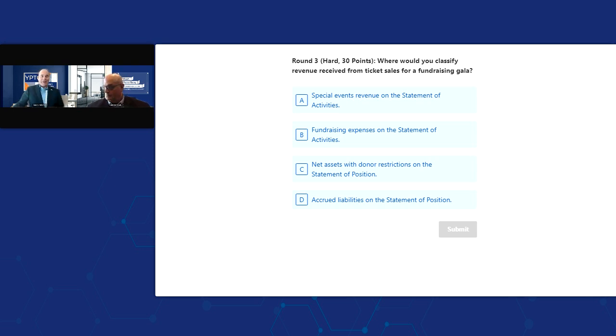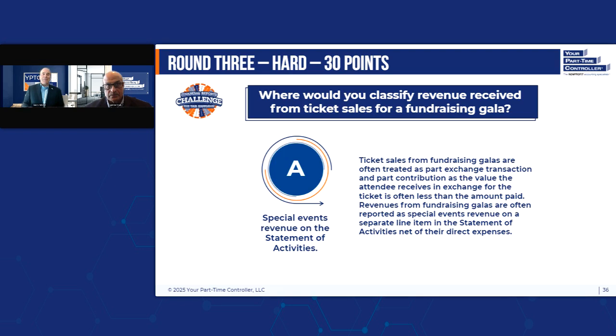Here we go. The correct answer is A, special event revenue on our statement of activities. That's where we're going to reflect the revenue from ticket sales for our gala.